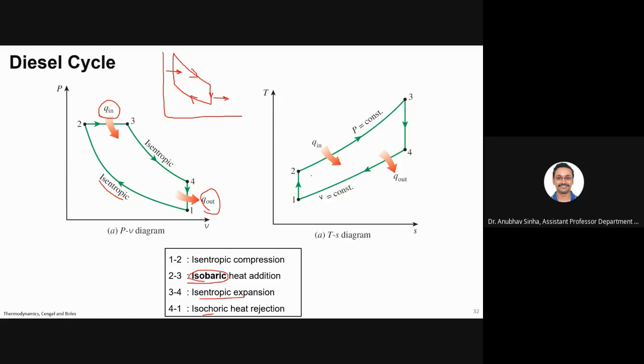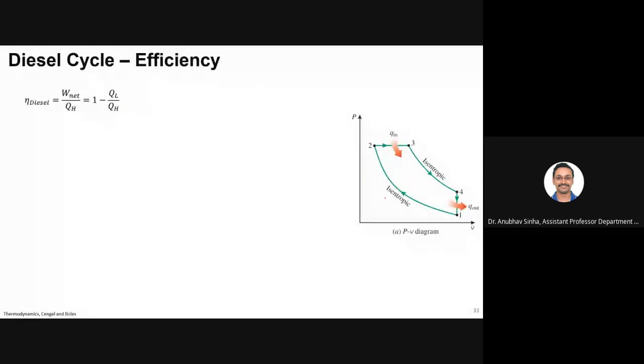The same thing is shown in the TS plot. You have isentropic compression, so your temperature and pressure both increase as you compress, and volume decreases. Then you have constant pressure heat addition. Again 3 to 4 is isentropic expansion, so your temperature goes down and volume increases. The last step is constant volume heat rejection, which is the same as the Otto cycle. Now let us talk about the efficiency of the cycle. We use the same formula.